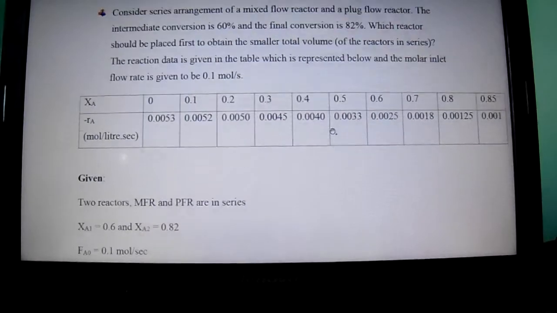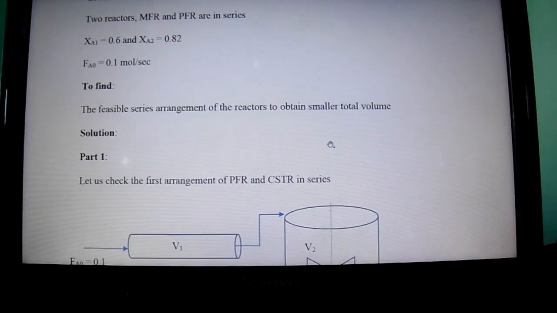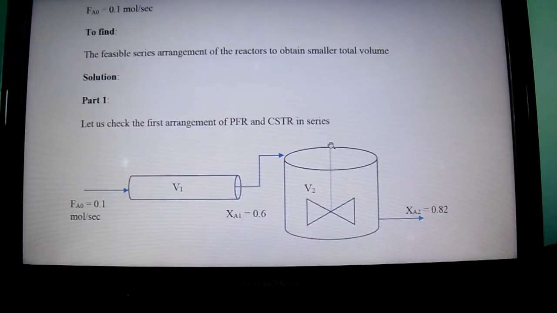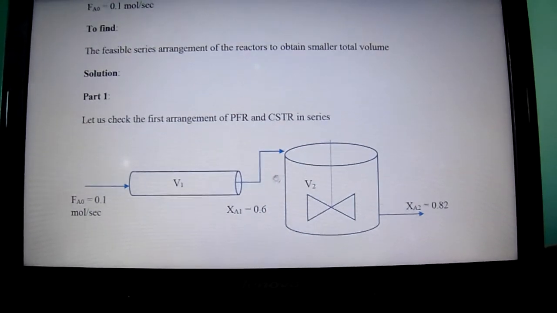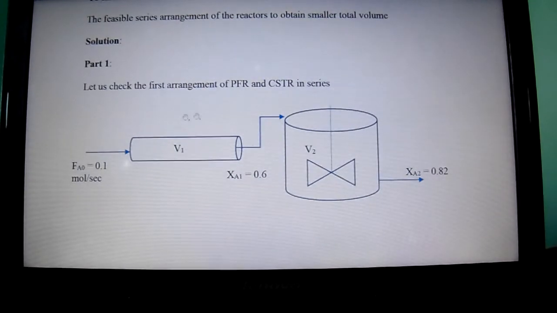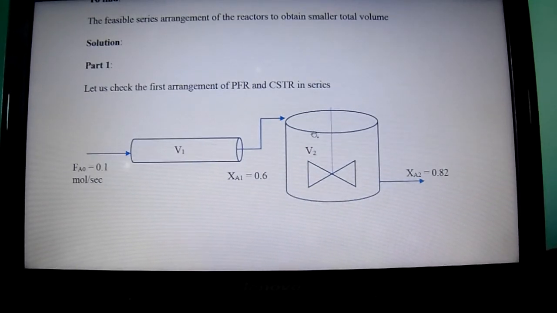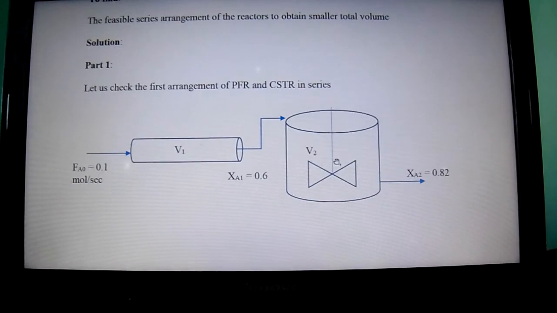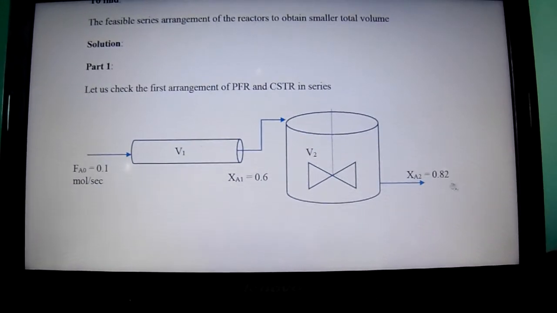Again, we are dividing the thing into two parts, as we did in the last numerical. That is, the first part is PFR followed by CSTR and the second part will be CSTR followed by PFR. Here the intermediate conversion is 60, that is the conversion after the first reactor, and the converted feed is inserted into the second reactor, wherein the final conversion obtained is 82%.